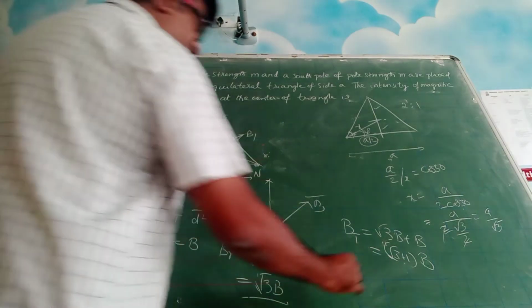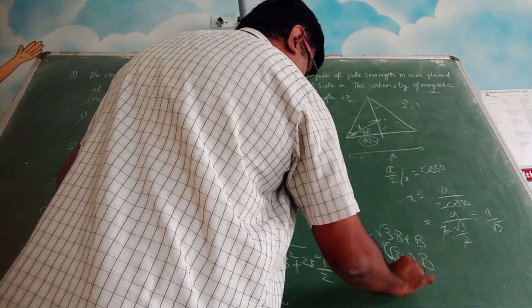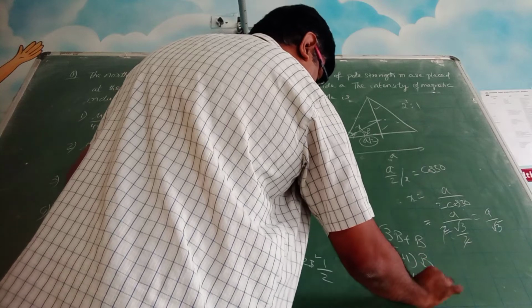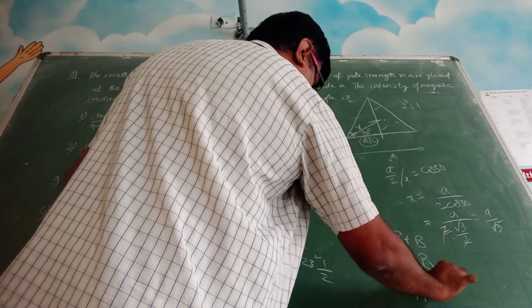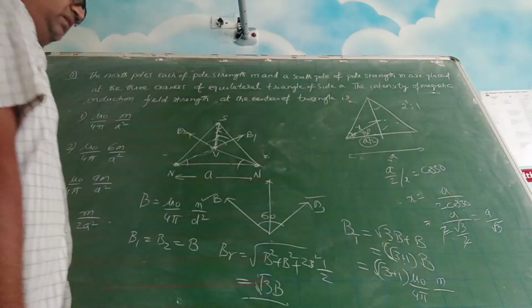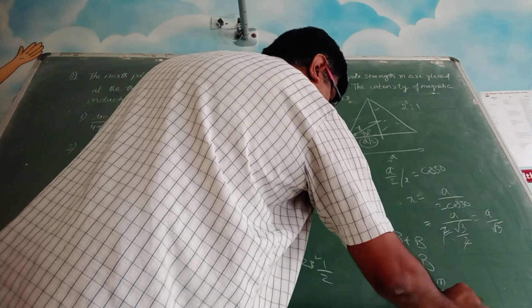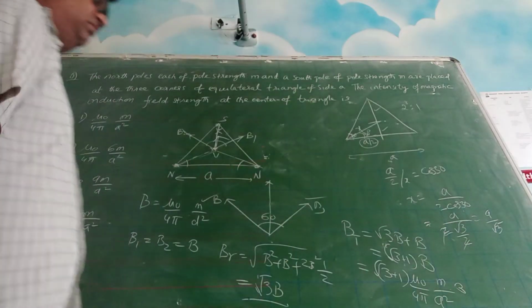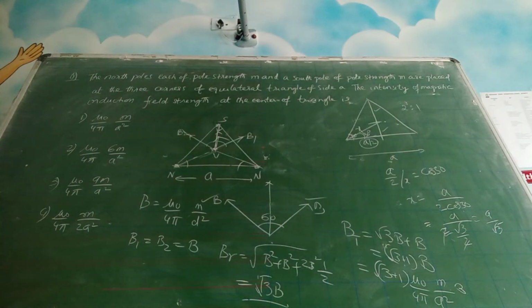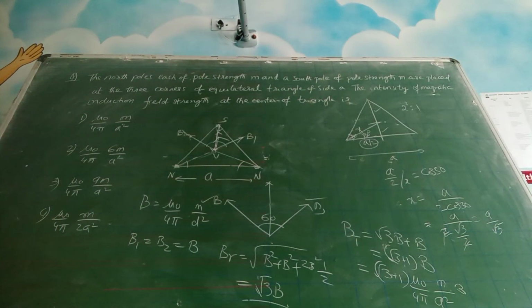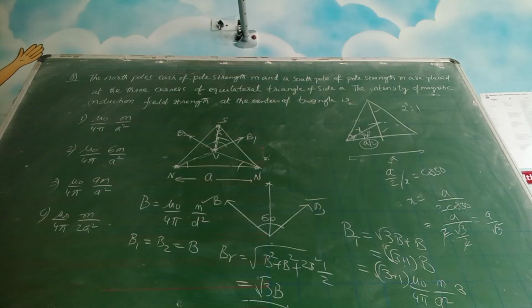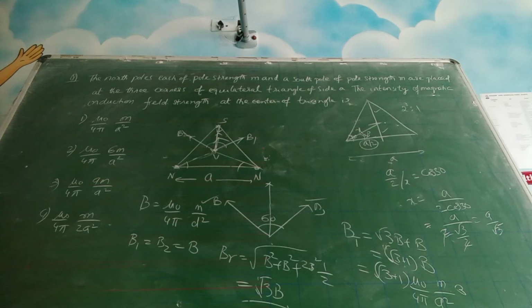So what is the value of b? Root 3 plus 1 into mu naught by 4 pi into m upon d square. D is a by root 3 whole square. So I am just writing a square. 3 will go to the top. So we are getting 3 into root 3 plus 1 mu naught by 4 pi m upon a square.